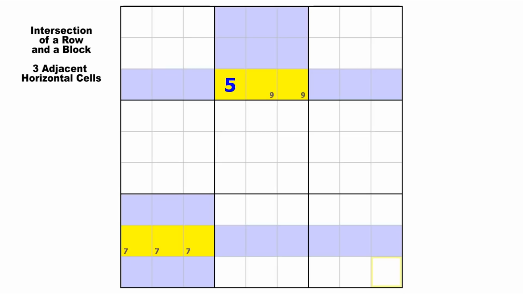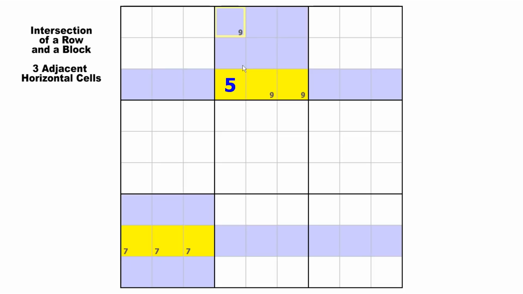And as you can see up here in row 3, we have 2 instances of candidate 9, and the other cell of the intersection is blocked by this 5. So there is only room for 2 candidate 9s. And down here in row 8, we have a candidate 7 in all 3 of the intersection cells. So now let's consider the second condition for locked candidates.